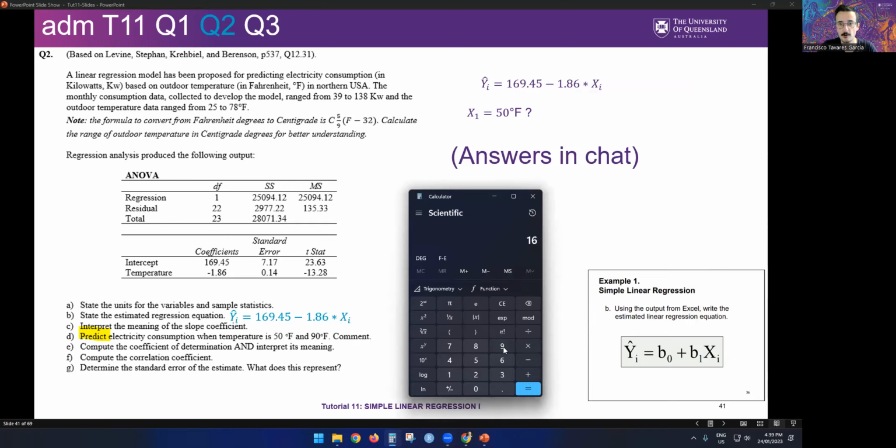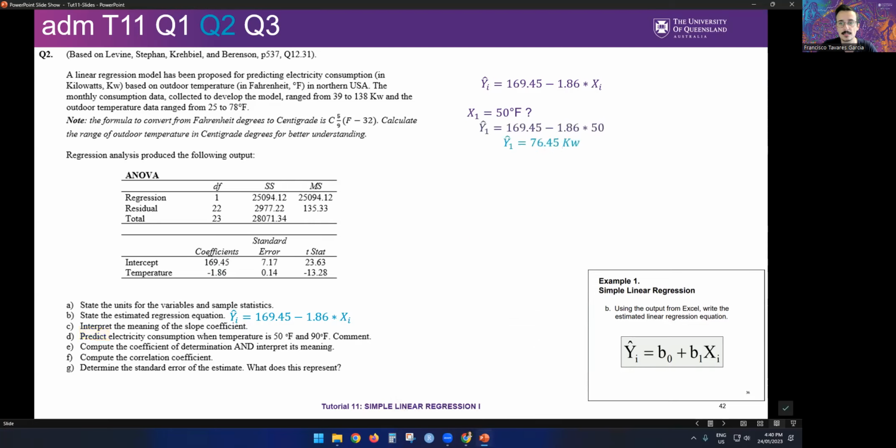Quite simply following the equation. 169.45 minus 1.86 times 50. This time, there's no transformation, 100,000s. We're talking one by one. Equals 76.45, probably kilowatts, right? Which is our unit. Let me close this one. 76.45 kilowatts. Simple, easy. So let's do the next one, 90 Fahrenheit.